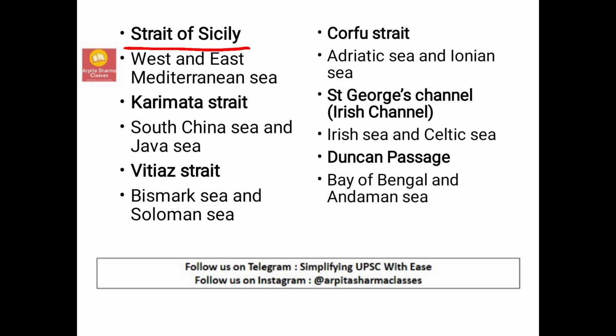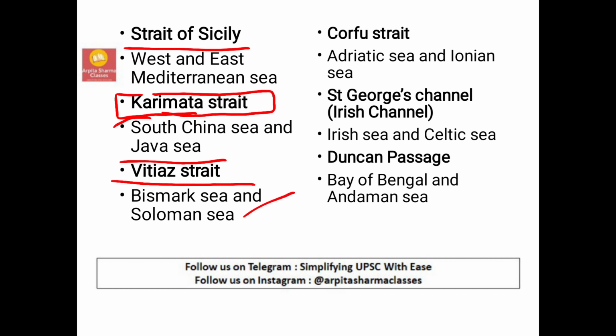Okay. Karimata Strait. Karimata Strait, I think many of you have heard in news recently. It is going to join the South China Sea and the Java Sea. It is present in the South China region. Vitia Strait is going to connect Bismarck Sea and the Solomon Sea. Next is the Corfu Strait. Corfu Strait connects the Adriatic Sea and the Ionian Sea.